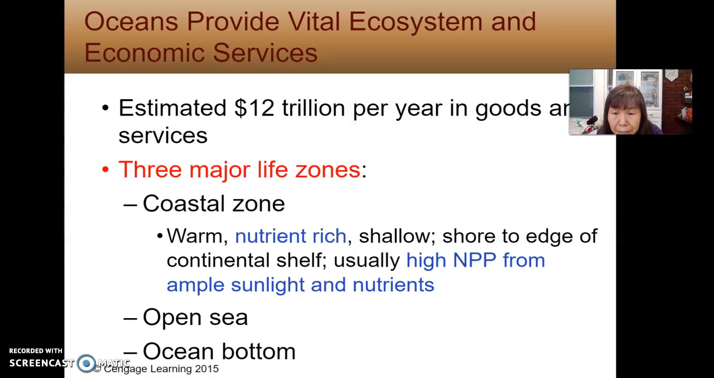And then there are 3 major life zones. They are the coastal zone, the open sea, and then the ocean bottom. We will get into more details in part 2 of the video.